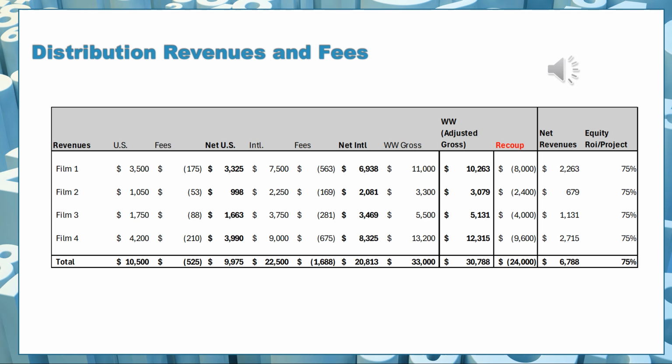$2,715,000. So looking at all of this, we're summarizing, we get $10,050,000 from the US, net $9,975,000. We get $22,500,000 from the international sources, net $20,813,000. So altogether, we have to recoup $24,000,000 just on the surface, and then we're generating $6,788,000.